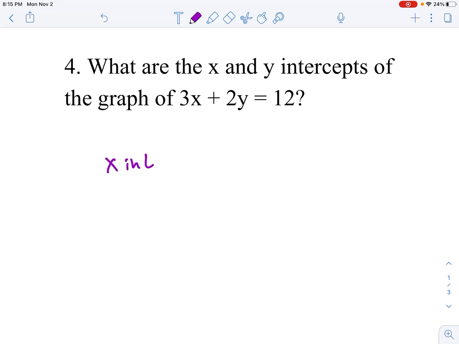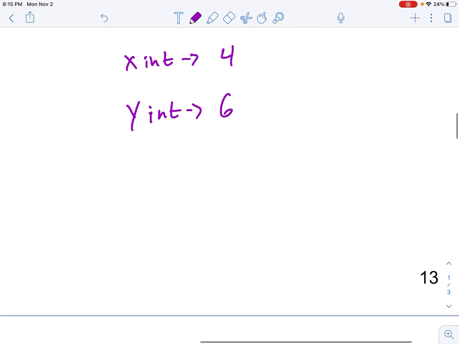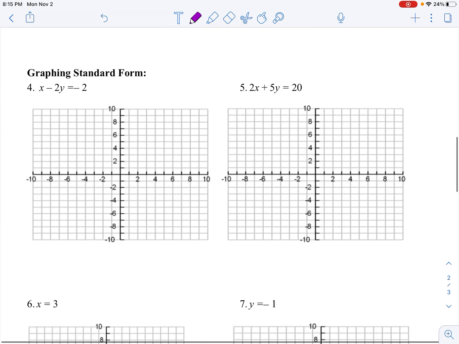Plugging in a 0 for y will give us our x-intercept. Plugging in a 0 for y, we will get a 4, because 3 times 4 is 12. Plugging in a 0 for x will give us our y-intercept, and that would give us a 6, because 2 times 6 is 12.